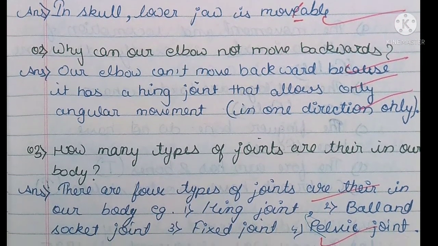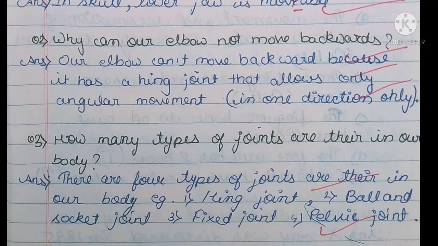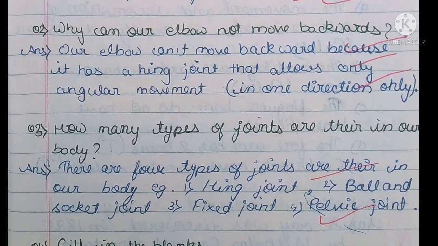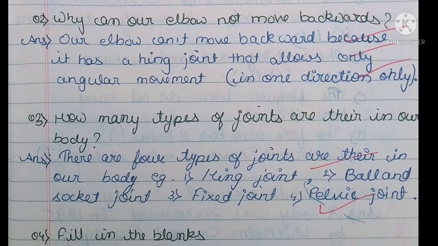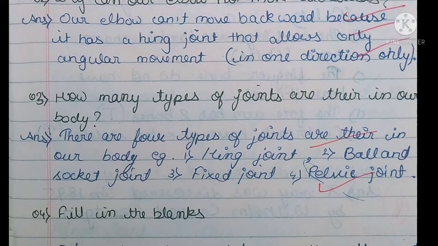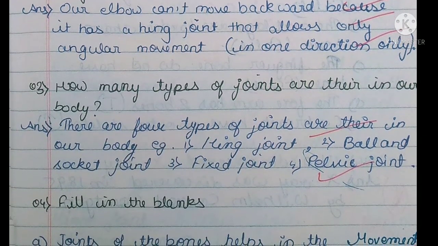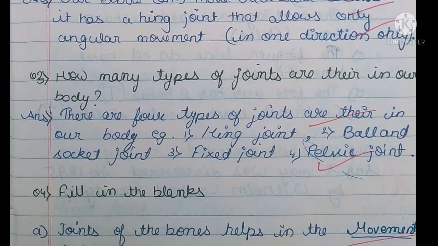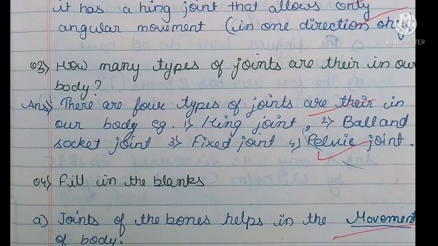Question number 3. How many types of joints are there in our body? Answer. There are 4 types of joints in our body. Example: 1. Hinge joint, 2. Ball and socket joint, 3. Fixed joint, 4. Pivotal joint.